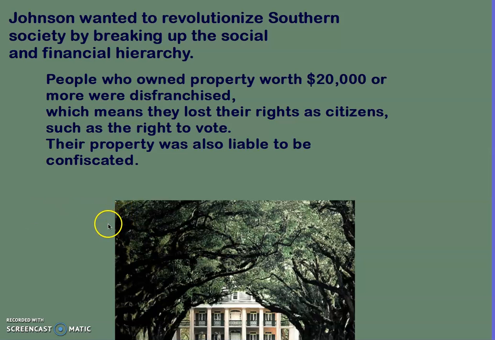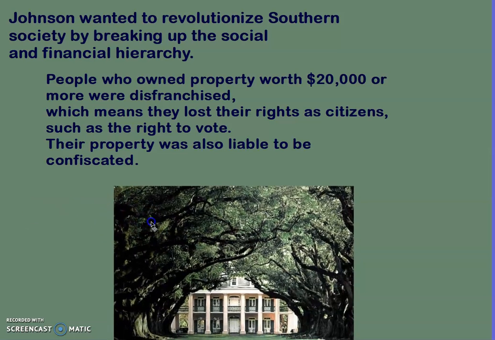Johnson wanted to revolutionize Southern society by breaking up the social and financial hierarchy. People who owned property worth $20,000 or more were disenfranchised, which means they lost their rights as citizens, such as the right to vote. Their property was also liable to be confiscated. So he thought the plantation owners were making too much money, so he wanted to break that up, and if you owned that much, then you couldn't vote, and you also probably would get your property taken.